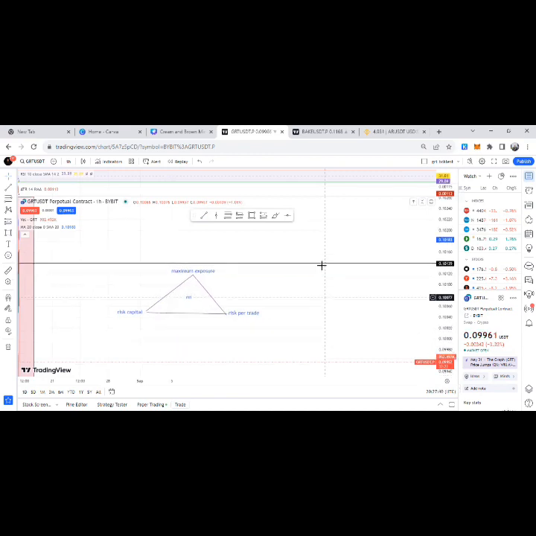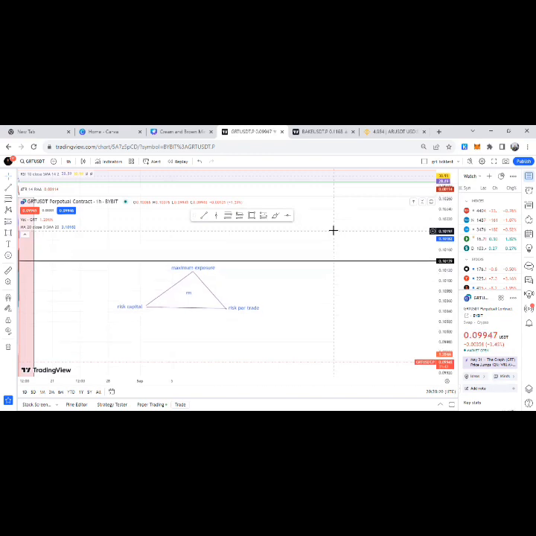Now, if you're trading $10,000, what is 10% of $10,000? $1,000. You said what? $1,000. So you're trading with $10,000. It means that your maximum exposure should not at any point in time exceed $1,000. You must not, for any reason, lose more than $1,000 on a trade.